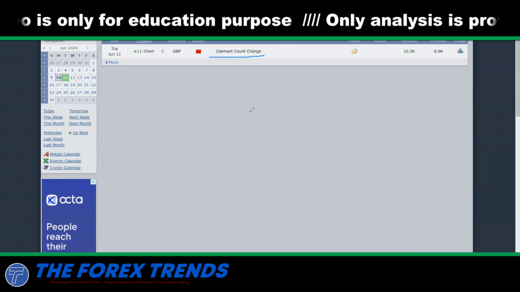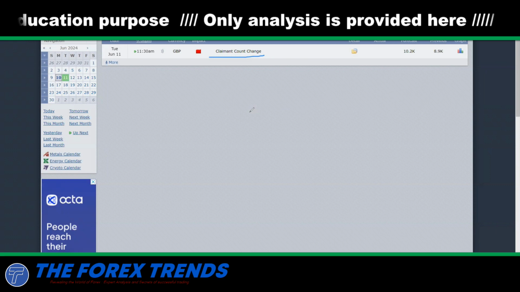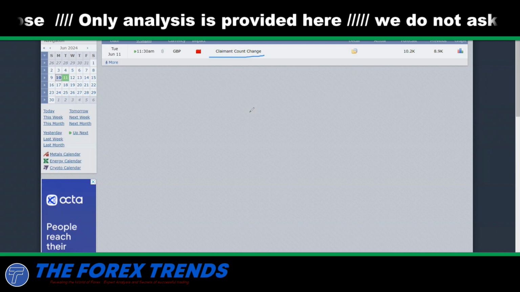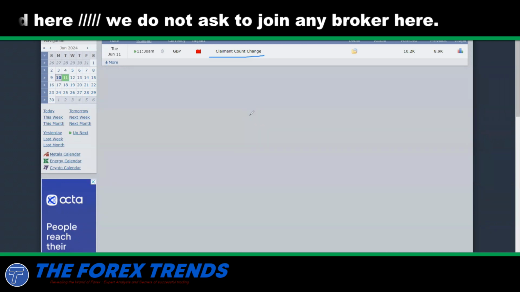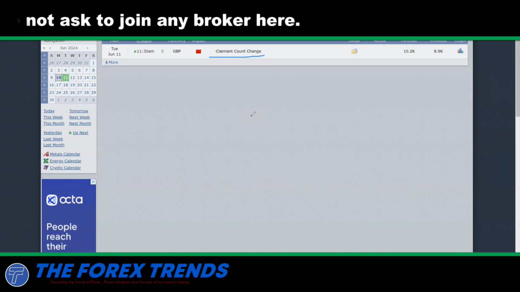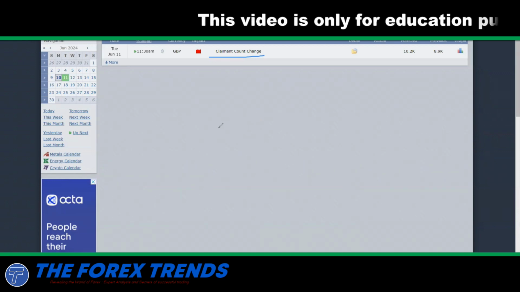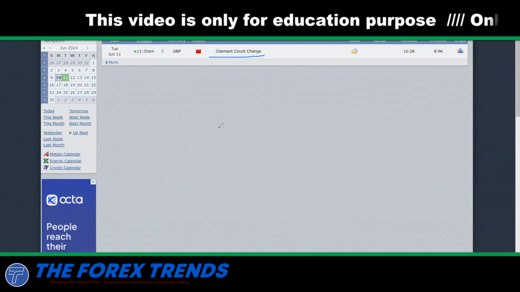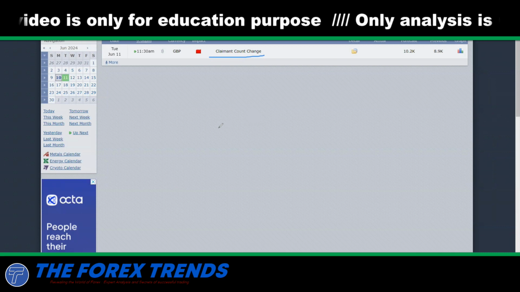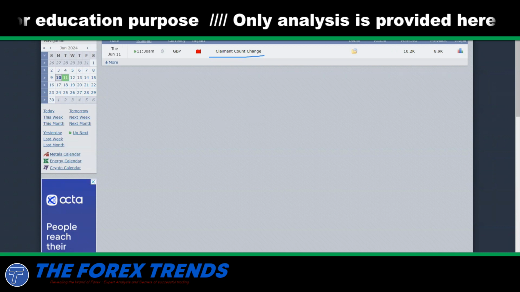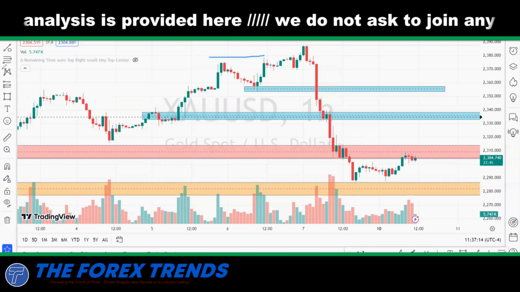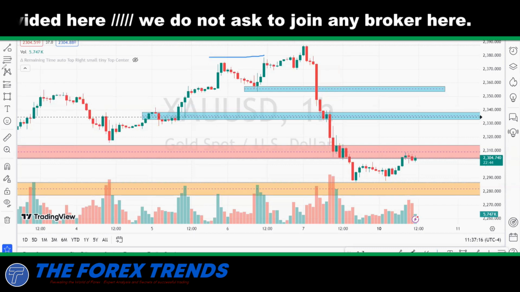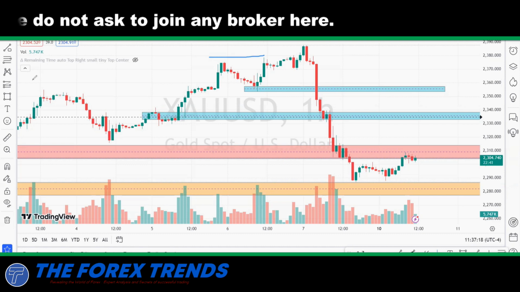Because we have big news on Wednesday, that is inflation data, federal fund rates and speech of Fed members, that's why I hope tomorrow will have less movement in the market. So let's start the analysis of gold and find the edge of trade.